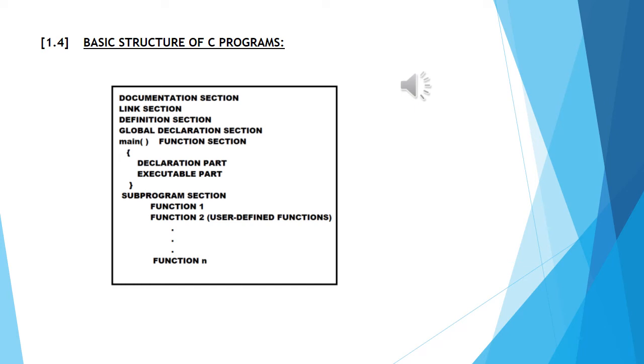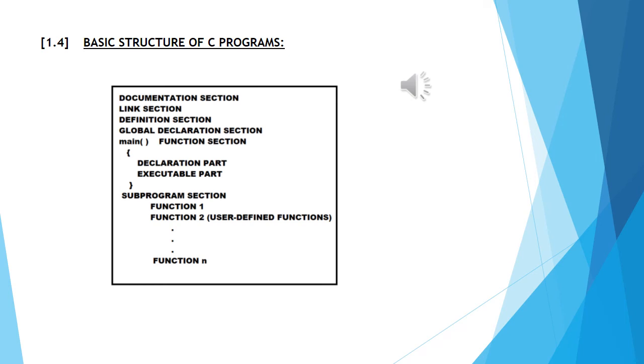So first we will discuss the documentation section. The documentation section consists of a set of comment lines giving the name of the program and other details which the programmer would like to use later so that the user can understand easily. The link section provides instructions to the compiler to link functions from the system library. You will come to know all these types of sections while we are writing programs in coming videos. The definition section defines all symbolic constants.